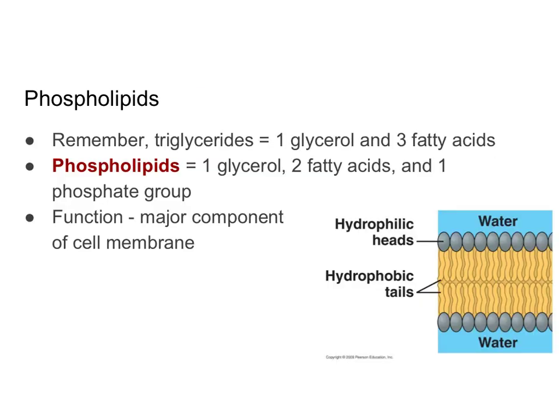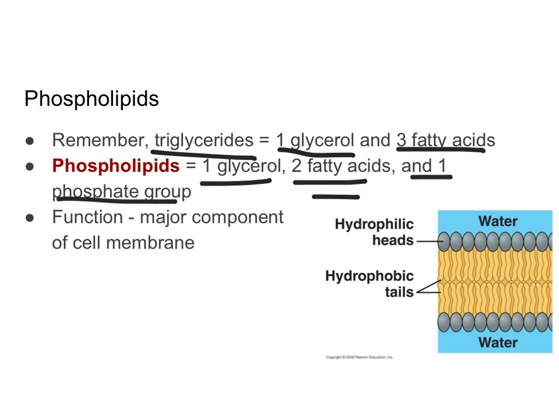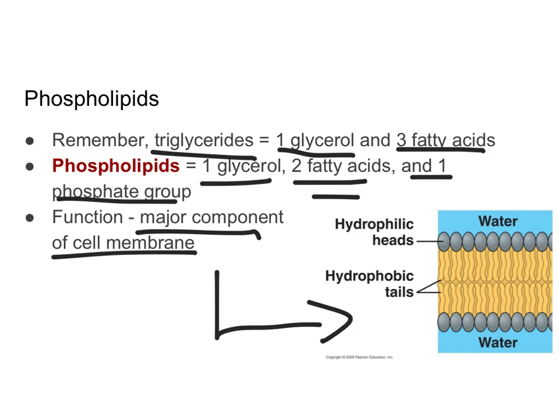Now, like I said before, triglycerides, their monomers were 1 glycerol and 3 fatty acids. Phospholipids are made up of 1 glycerol and 2 fatty acids, and then 1 phosphate group. So the claim to fame for phospholipids is that they are the major component of the cell membrane. Now, if you look at this picture right over here, this is actually a picture of the cell membrane.